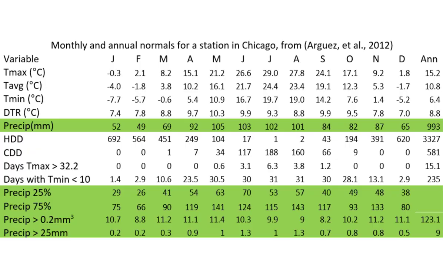The third stage is to give seasonal or annual normals. In relation to the Chicago normals, we've reached here. The annual results given are just averages, so the mean year had 993 millimeters of rain from 123 rain days, of which 9 had more than 25 millimeters. The annual quartiles are not given.